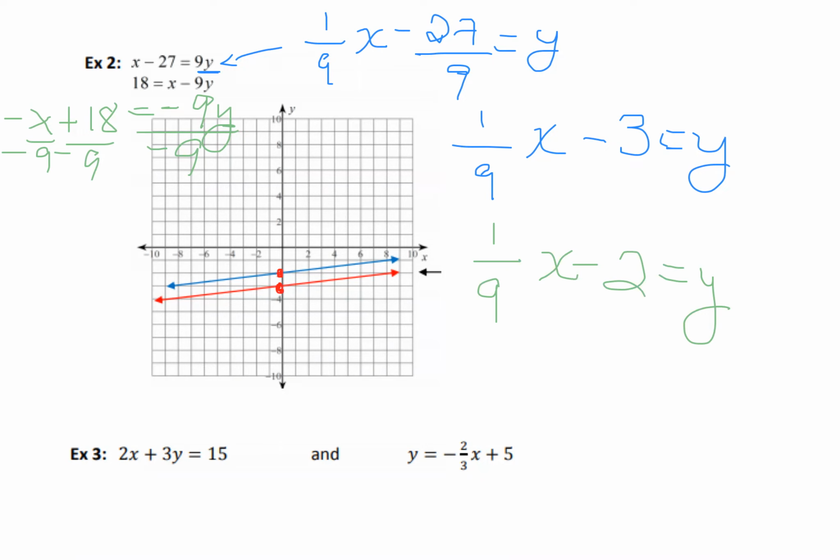And each time they're going to go up 1 over 9, up 1 over 9. Then this one's going to go up 1 over 9. This one's going to do the same. If they have the same slope and different starting points, they're never going to hit because they're both going up and over at the same rate. So that same slope means these are parallel.